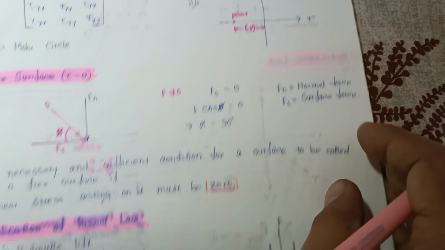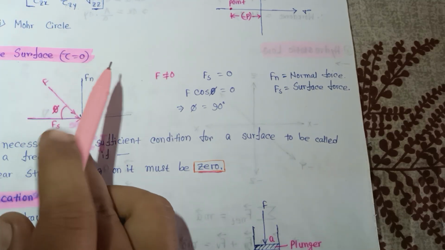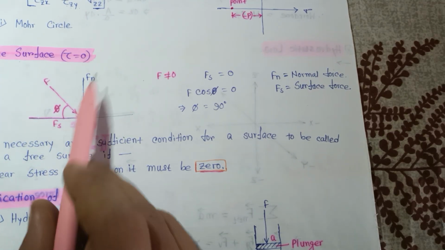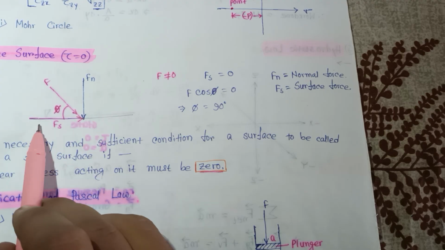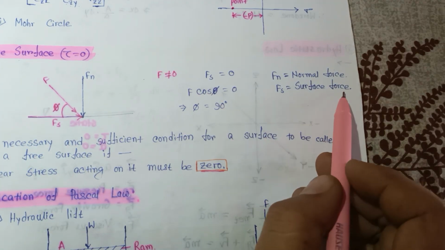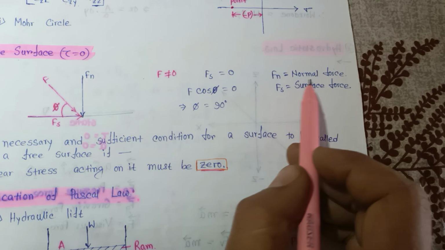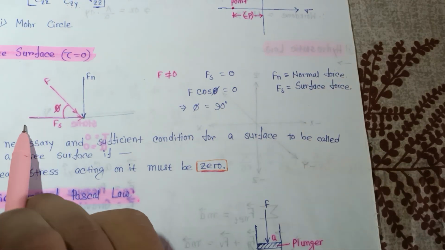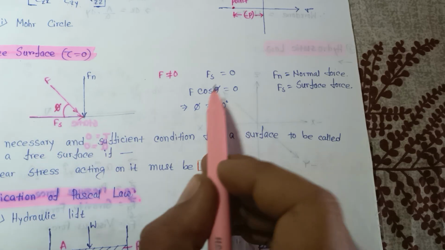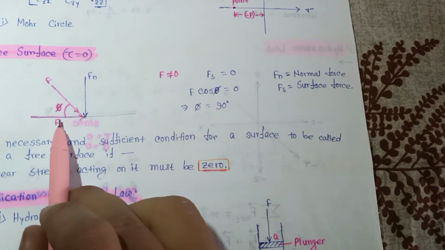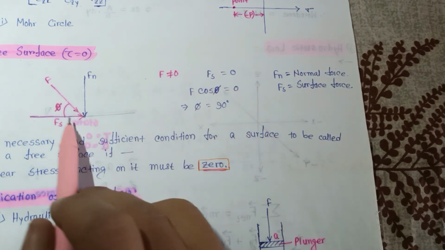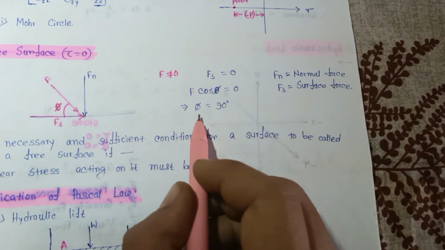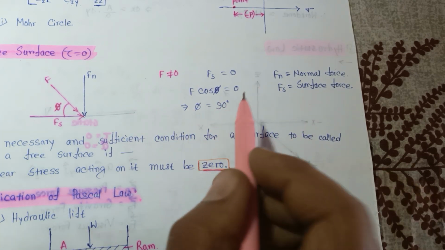Okay, now for a free surface, tau is equal to 0. Here Fn is the normal force and Fs is the surface force. So Fs is equal to 0, which means F cos phi is equal to 0, so phi would be 90 degrees.